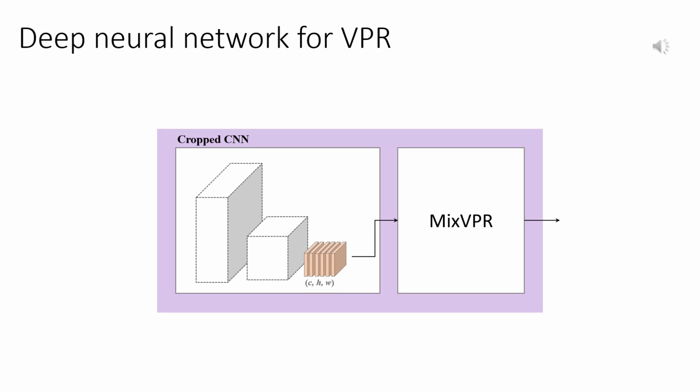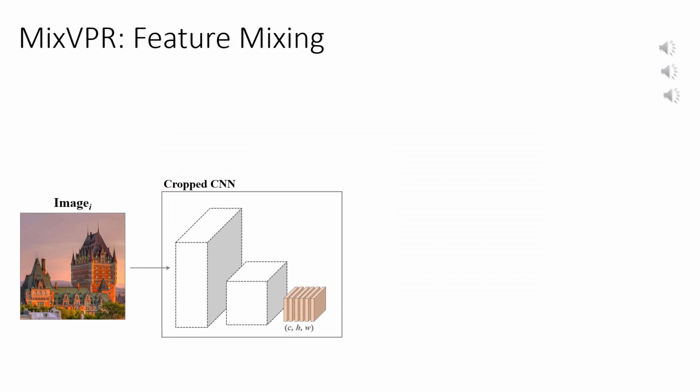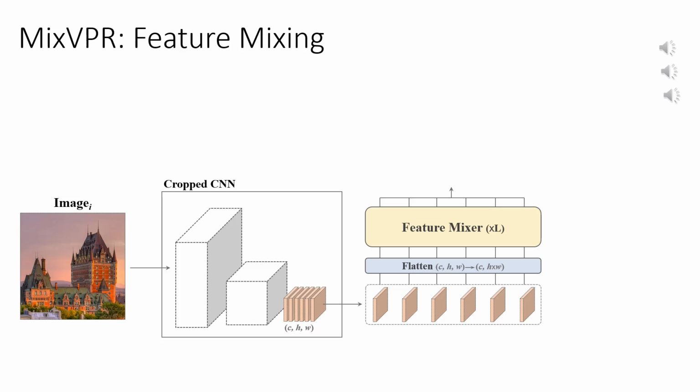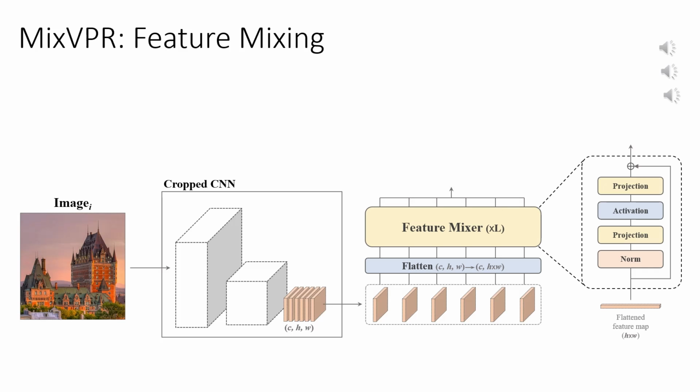In this work, we are introducing a new technique that we call MixVPR. We take feature maps from an intermediate layer of the CNN, then we individually flatten each of them and feed them to a cascade of feature mixers. Feature mixer replaces pyramidal and local feature aggregation thanks to its full receptive field, where each neuron has a glimpse into the entire feature map.